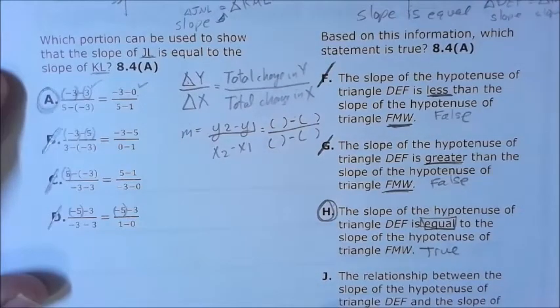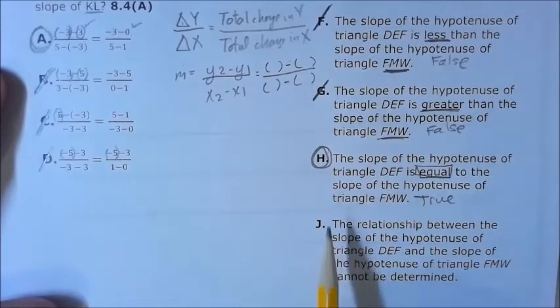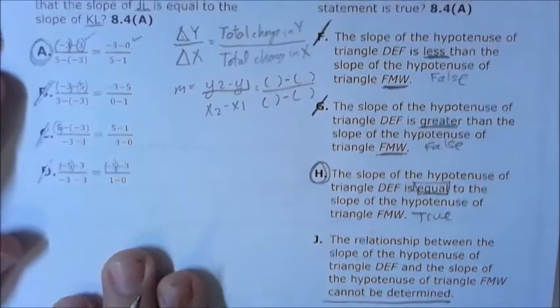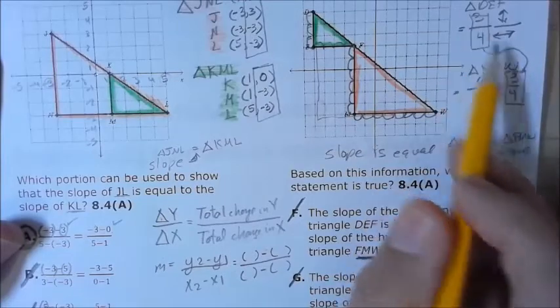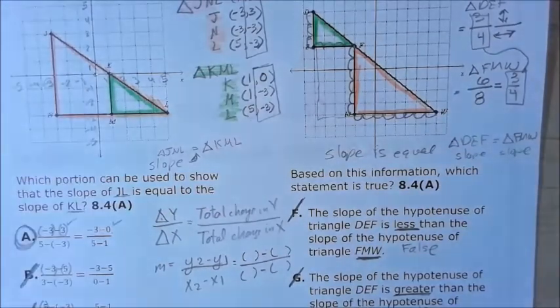So we know it's the correct answer. But just to see what the last one says, it says the relationship between the slope of the hypotenuse of triangle DEF and the slope of the hypotenuse of triangle FMW cannot be determined. Well, that's not true. So we know that's invalid, because if it couldn't be determined, we wouldn't have been able to get a value that represents slope, right? So now you know the correct answer.